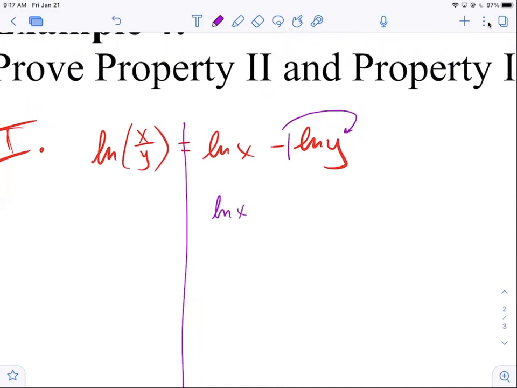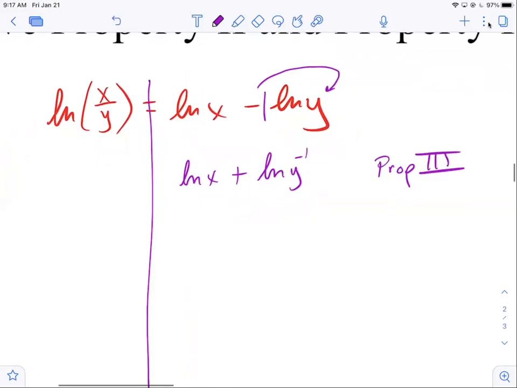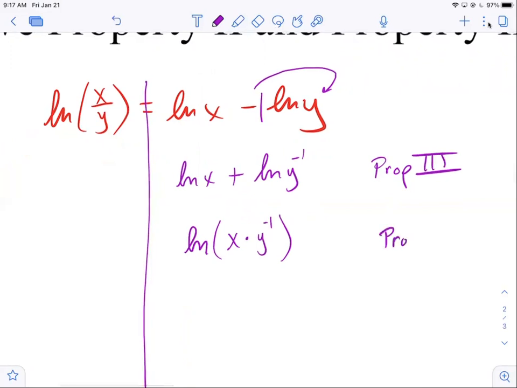This becomes the natural log of x plus the natural log of y to the negative first. And the reason there, typically we write reasons, is property 3. Everyone with me? Okay. And now I have the sum of 2 logs, so I can bring that out. And what happens with the 2 arguments? They get multiplied in the numerator, because they're both positive terms. And this would be property 1.